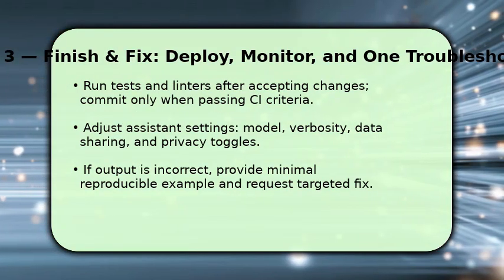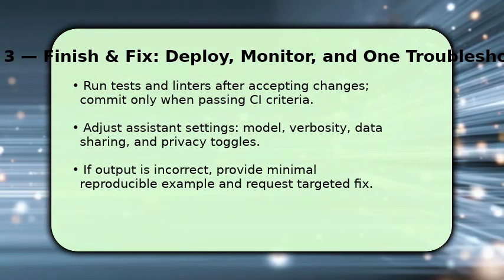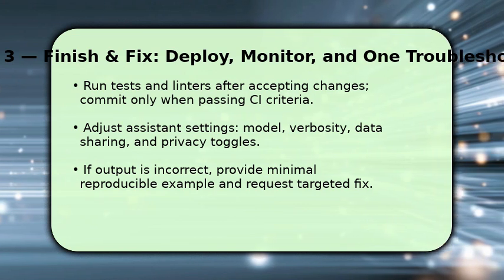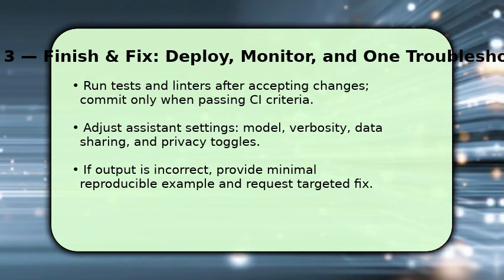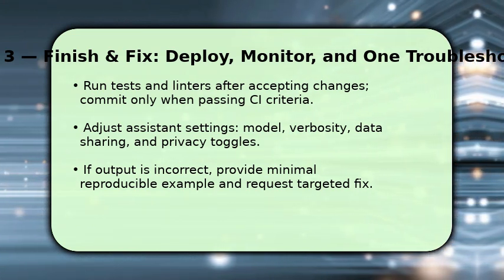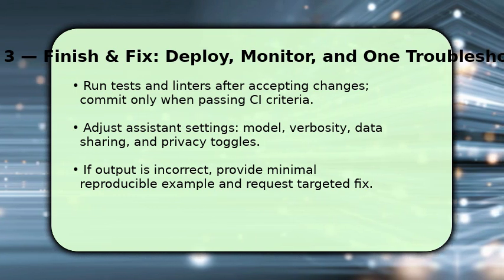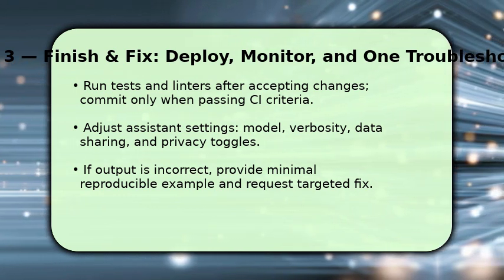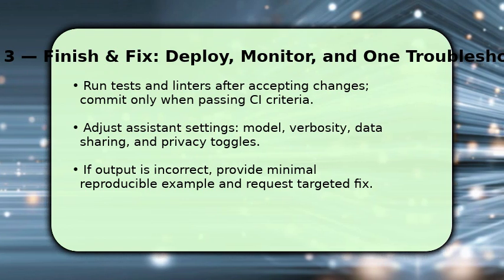You finish by validating suggested changes, run tests and linters, and only commit code that meets your CI criteria. Make sure to configure assistant settings. Choose model, verbosity, and data sharing or privacy options so behavior matches your workflow and compliance needs.